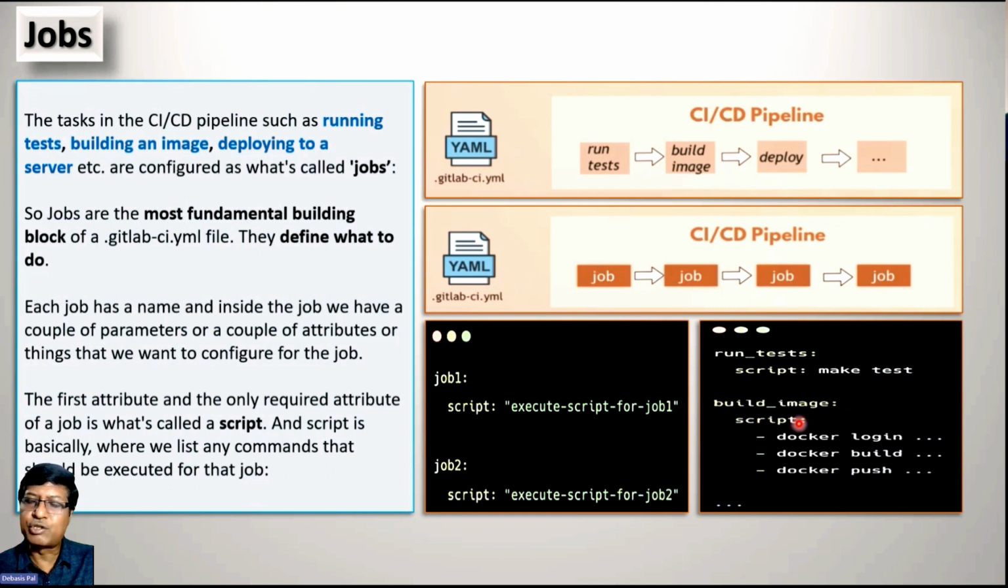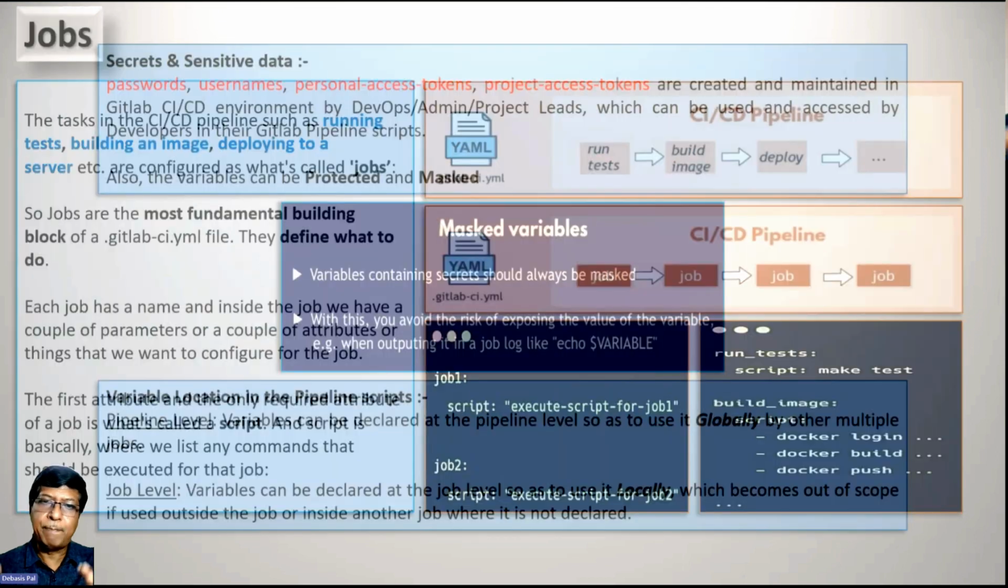If you are building an image through Docker, what is your script? Your commands are simple. Docker login, you are logging into Docker Hub. Docker build, you are building an image. Then Docker push, you are putting it into Docker Hub. So by doing this, you are building an image. How simple. So who is running this job? Your GitLab Runner is executing this job. Anyway, we are going to see that as a prepared demo.